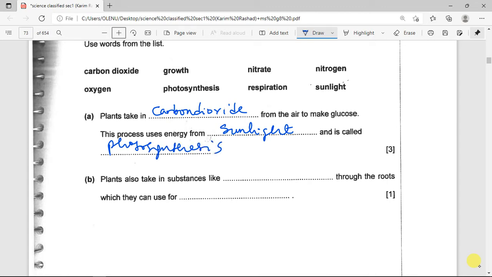Now, plants also take in substances like dash dash. They take in substances like nitrates. They can't take in nitrogen, because nitrogen is a gas. So they take in nitrate through their roots. That's the mineral they can use for growth, because nitrate is used to make amino acids, and amino acids make the protein that is needed for growth. That's it.